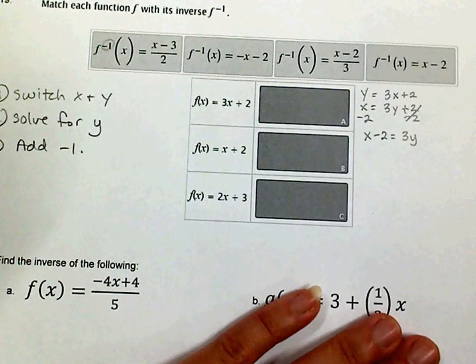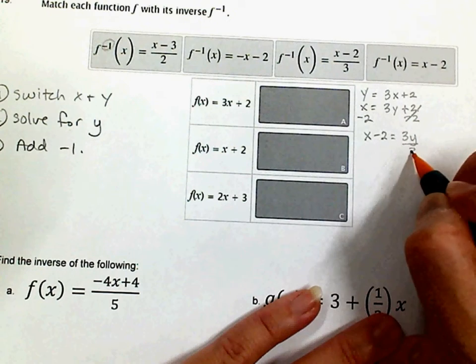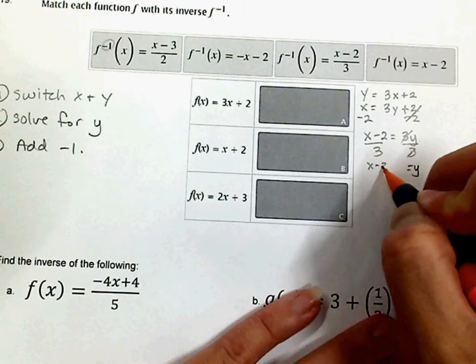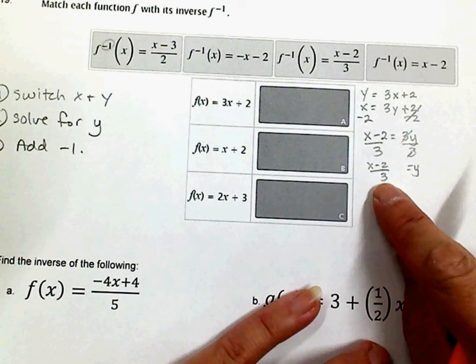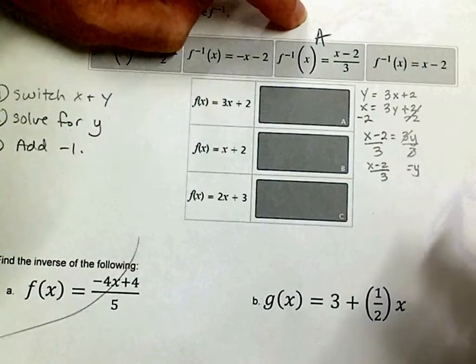Now what? Divide by 3. So y is equal to x minus 2 divided by 3. Which one looks like that? This one right here? All right, so I'm going to put an A on top of that one. Okay? Done.